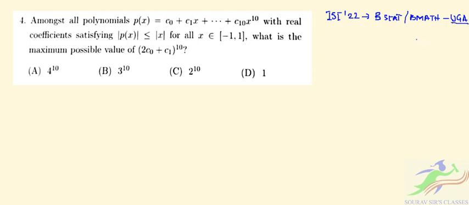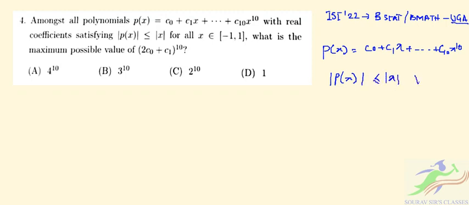So this question number 14 is saying that amongst all the polynomials, we have this p(x) = c0 + c1x up to c10 x to the power 10 with real coefficients, satisfying |p(x)| is always less than or equal to |x| for all x in the interval [-1, 1]. So what is the maximum possible value of 2 of (c0 + c1) to the power 10? You have to find this.